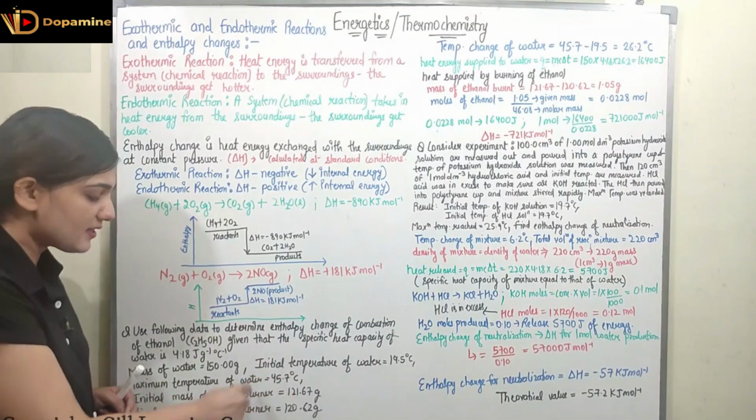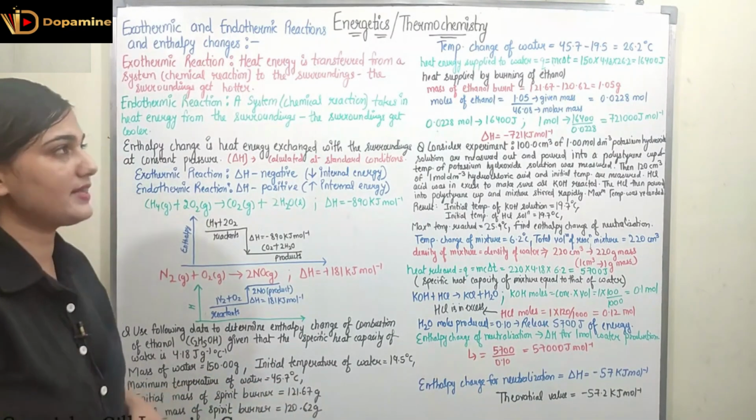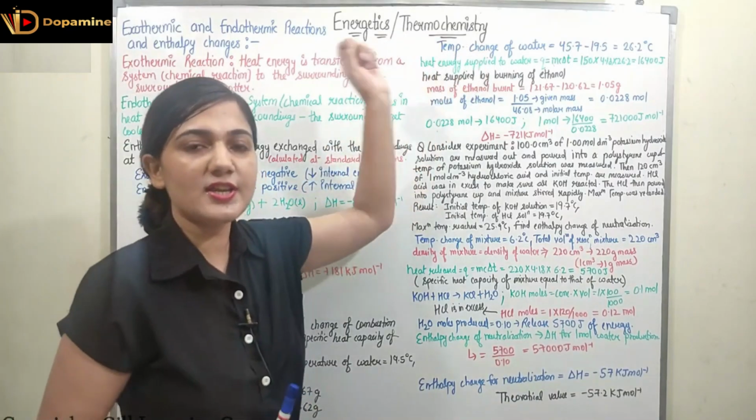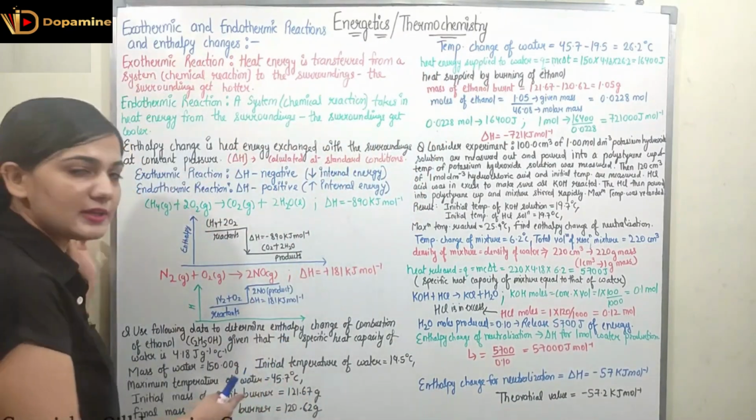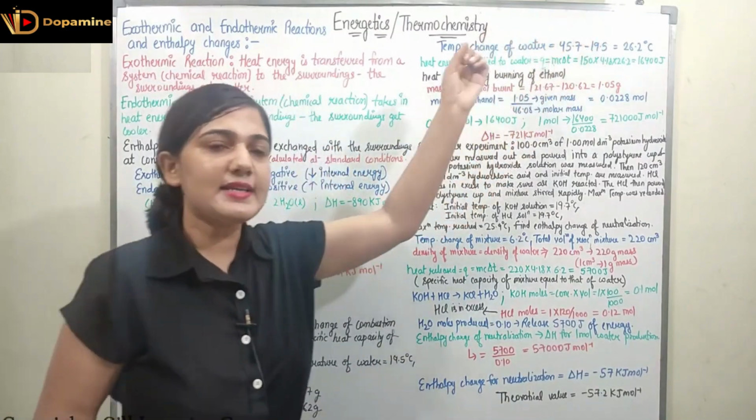So what is in the spirit burner? Ethanol. So the mass of ethanol consumed will be the difference between these masses. What is the temperature change? The temperature change of water can be found from the given data, that is 45.7 minus 19.5, which is 26.2 degrees Celsius.